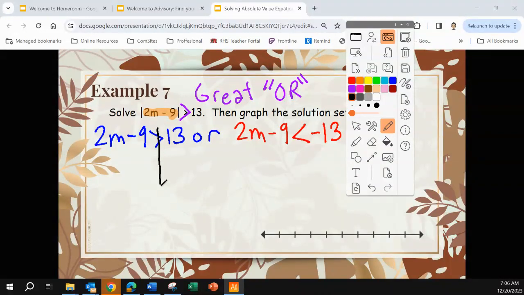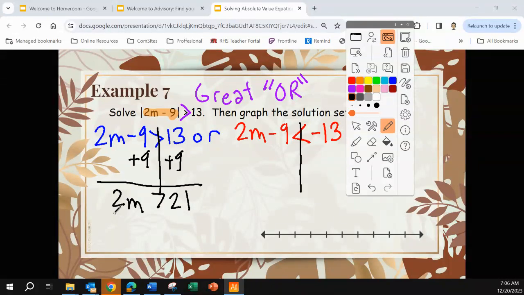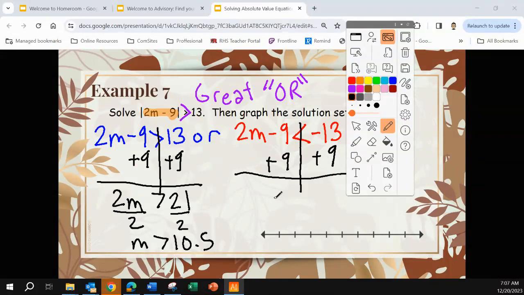Now we're going to solve them. They are both two steps. And remember, just like with the equation, it's the same steps for both. So we're going to do plus 9 because we undo our addition and subtraction first. We get 2m and 21. And then we divide by 2. And yes, I know, we get a decimal. It's not the end of the world. We'll live. Over here, we do plus 9 to both sides, just like we did on the other one. 2m, negative 4, divide by 2.